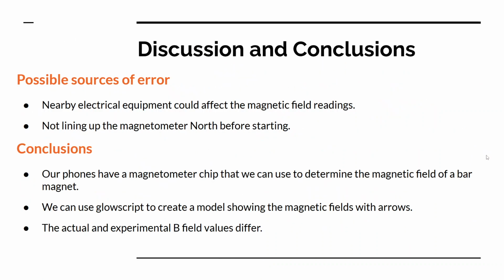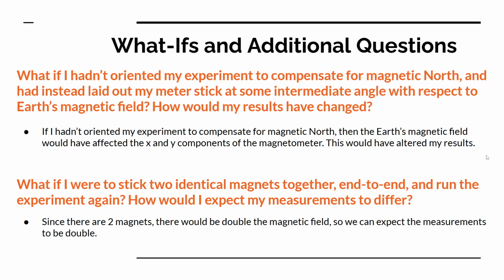What if I hadn't oriented my experiment to compensate for the magnetic north? If I hadn't oriented my experiment to compensate for magnetic north, then the Earth's magnetic field would have affected the x and y components of the magnetometer, and this would have altered my results.